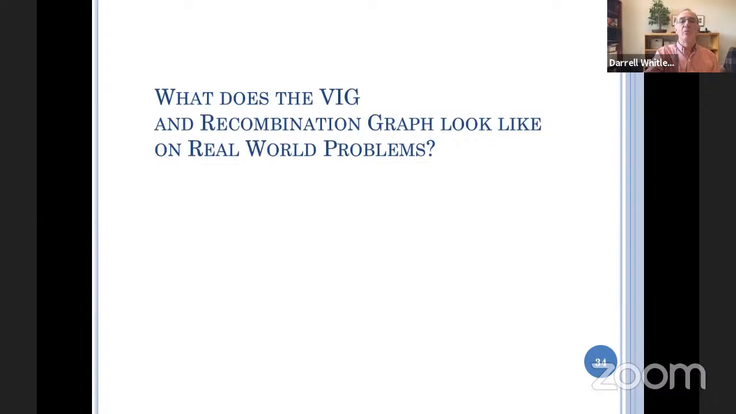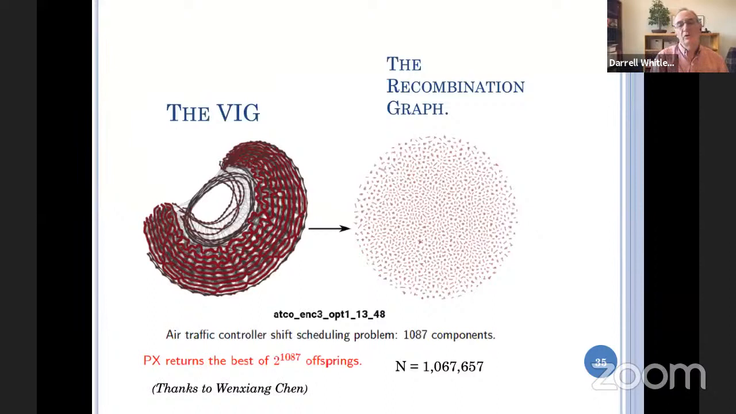So what would the recombination graph look like on real world problems? Here's an air traffic controller shift scheduling problem. We ran a sophisticated local search algorithm on this twice to create two parents, and then we deleted the common variable assignments. What we found was it has this complicated variable interaction graph, but when we delete the common variables associated with these two locally optimal solutions, we actually get over 1,000 components. In this case, the size of the problem was more than 1,000,000 variables.